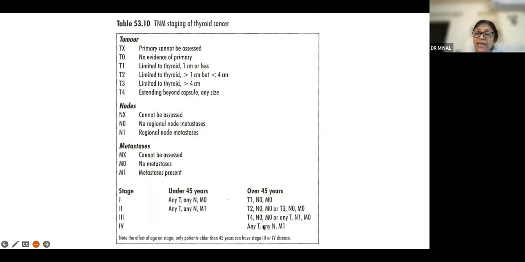Stage 4 is any T, any N, but with METs. So metastasis is the deciding criteria of the severity finally. Lymph node involvement is another important criteria. Otherwise, till the mass is confined within the thyroid gland itself, we talk of stage 2. Okay. So that is about the TNM staging.